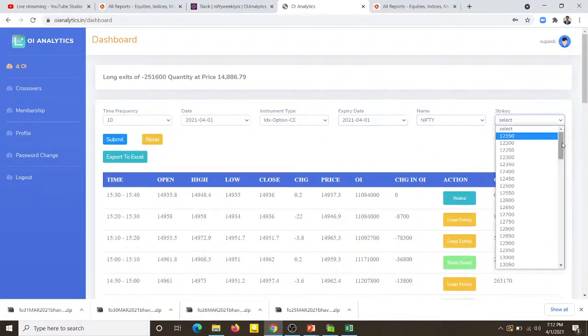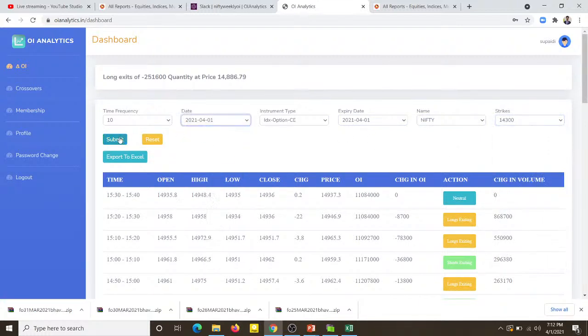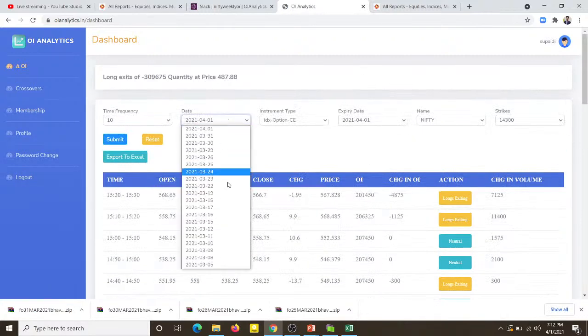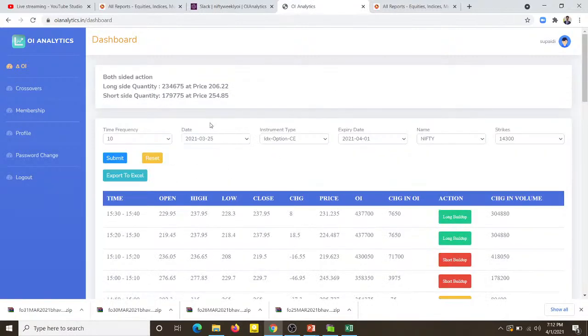Nifty 14,300 call, okay, just submit, and I need for 25th of March because that's where the first position is, okay? So this is the prices that you can see on this particular day, right? So now I would want to update these things, right, in the strategy builder.